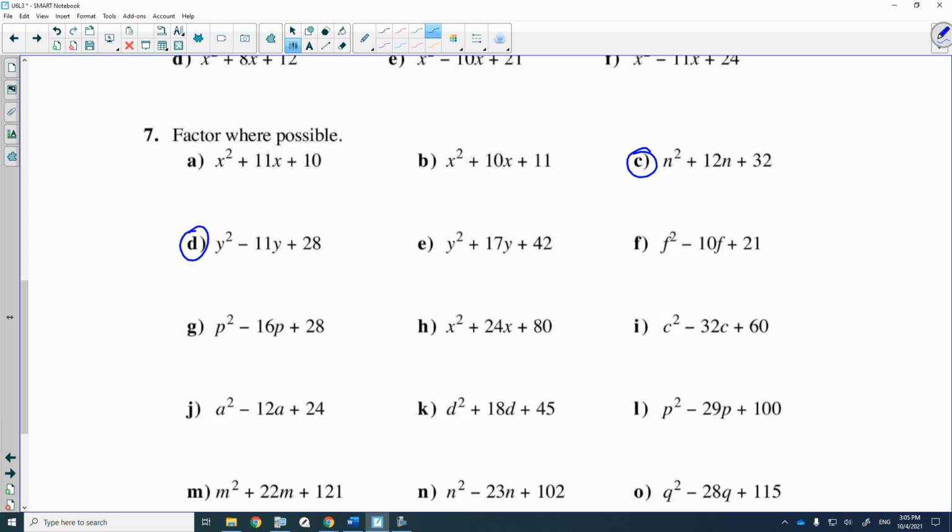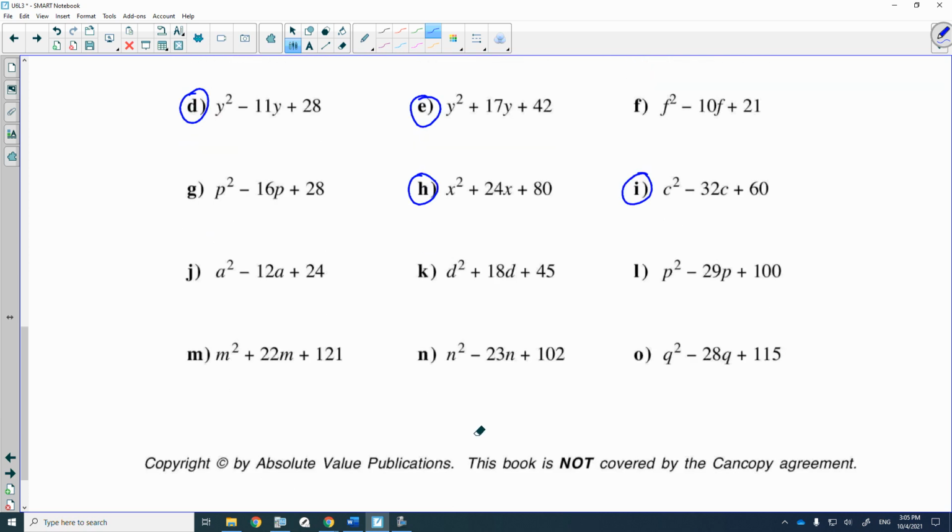D, E, H, I, P, N, and O. If you could do those, you're getting the correct answer. You are doing really well.